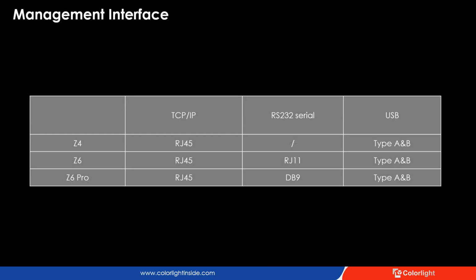Okay then, in this slide, we will look into the types of management interface that are available on Z-series processors. The Z4 has only RJ45 and a USB connector for control, and the Z6 and Z6 Pro have added an RS-232 serial port compared to Z4. The difference between them is the type of serial connector. Z6 is using an RJ11 connector, Z6 Pro is using a DB9 connector. ColorLight opened the control protocol for the three mentioned control interfaces to let our processors communicate and be controlled via third-party interfaces such as Crestron.